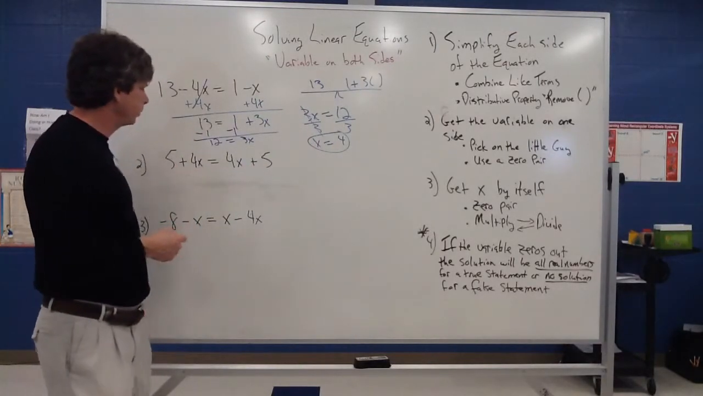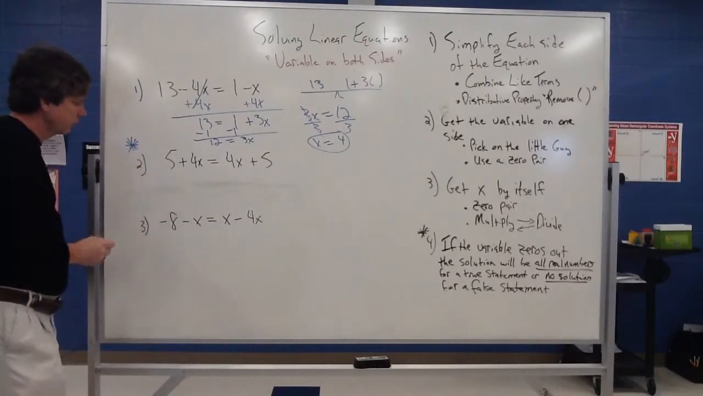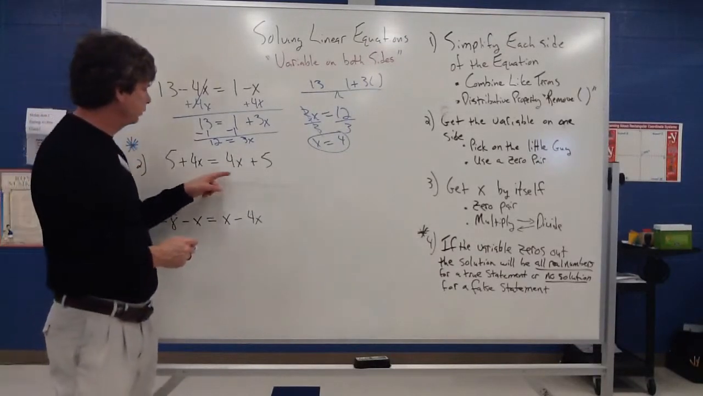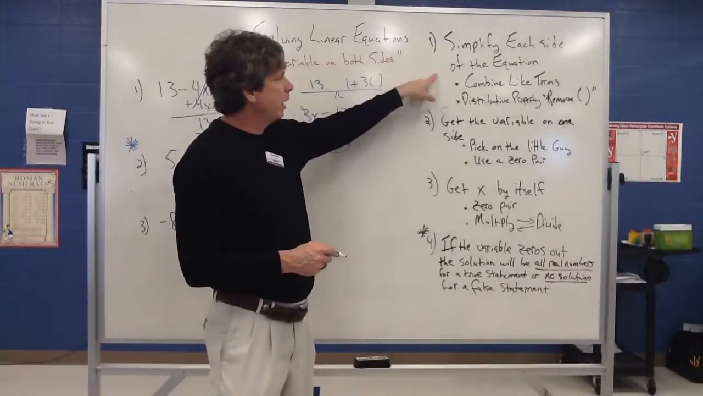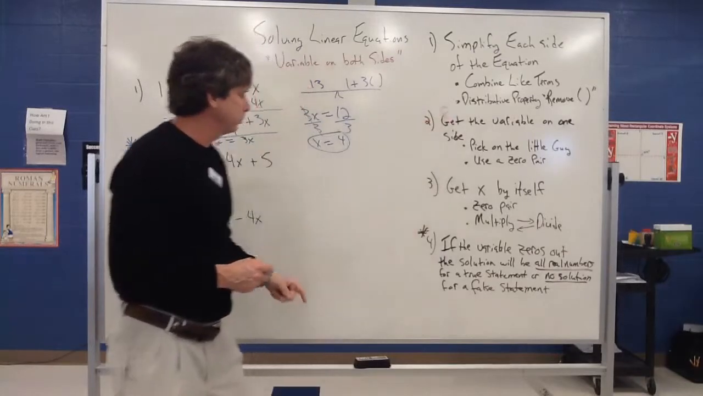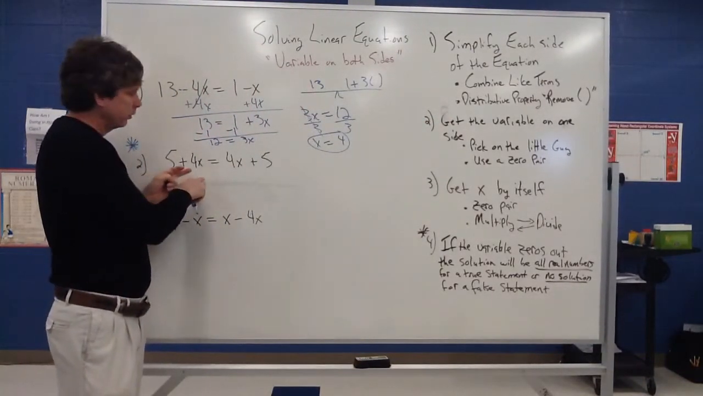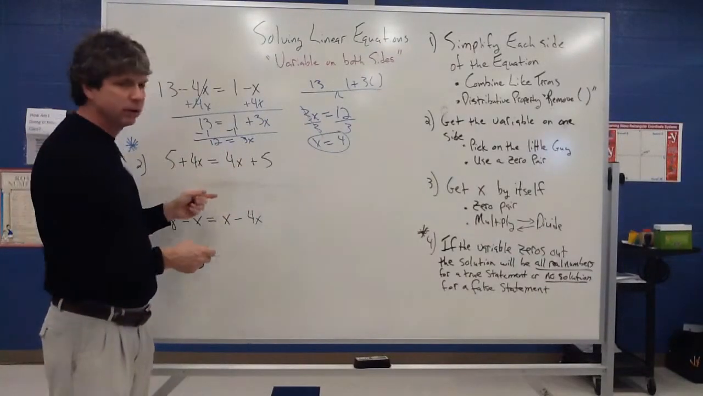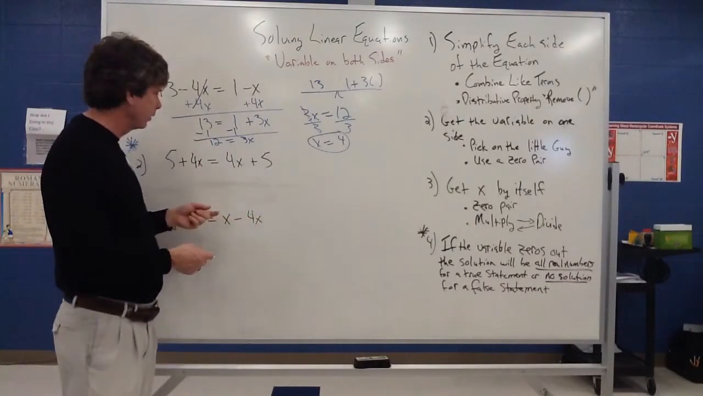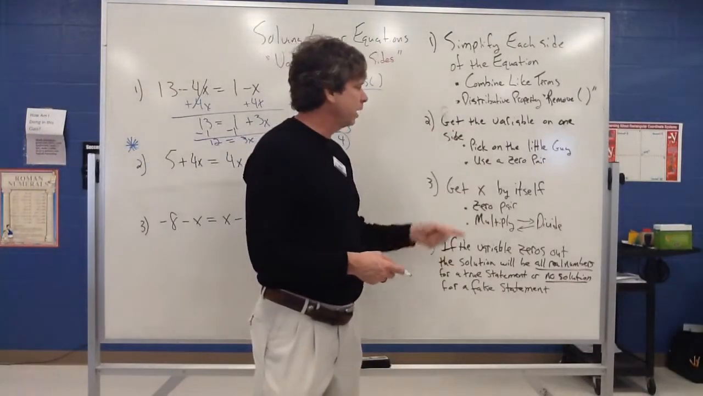So let's look at example number 2. And let me put a little asterisk by this one. So that 5 plus 4x equals 4x plus 5. Again, combine like terms, distributive property, that's my first move. But the left side, 5 and 4x are not like terms. Over here, 4x and 5 aren't like terms. I really don't see any parentheses to be using the distributive property. So what I'm moving down to is my next step. Get the variable on one side. Pick on the little guy.